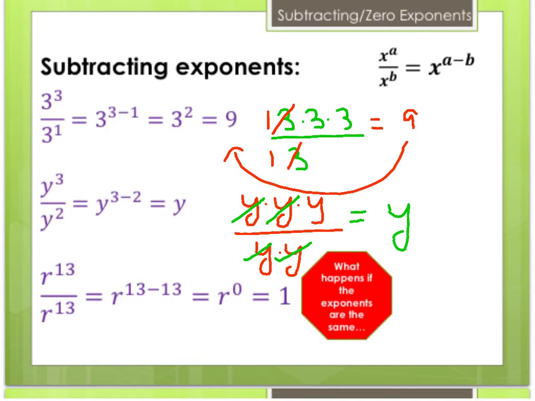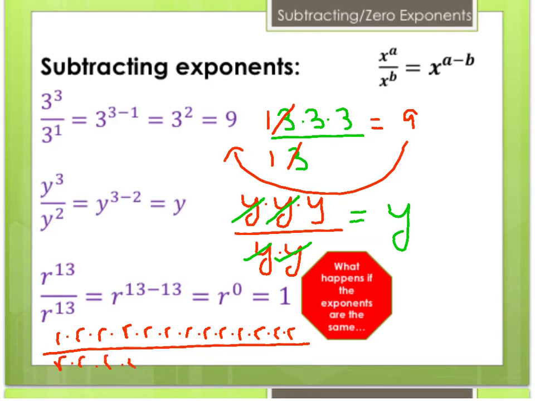All right, let's try this next one. r to the 13th over r to the 13th. Well, if I were to do 13 r's, 1, 2, 3, 4, 5, 6, 7, 8, 9, 10, 11, 12, 13, all over 13 r's, I want you to see that they all perfectly line up. Okay, so crossing them out, these guys cross out, these guys cross out, these guys cross out, these cross out. All right. Oh, I have nothing left.